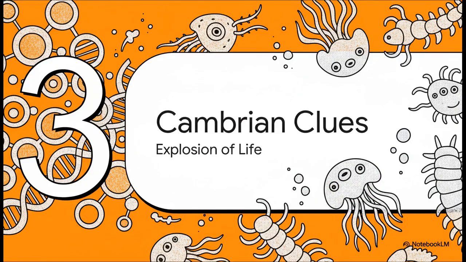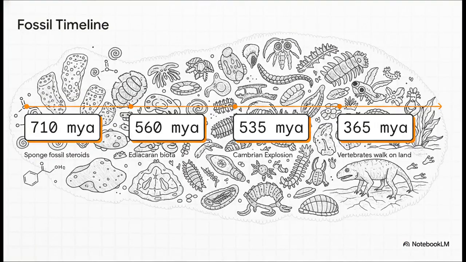Okay, let's move to Section 3, the Cambrian explosion clues. So we have the toolkit, and we have the cellular glue. Tracing this chronologically through the fossil and biochemical record, we see a really fascinating timeline of how these blueprints exploded. Around 710 million years ago, we find chemical evidence of steroids that are uniquely produced by sponges, pointing to early animal life. Fast forward a bit to 560 million years ago, and we've got the Ediacaran biota, these soft-bodied multicellular organisms. But then between 535 and 525 million years ago, something incredible happens: the Cambrian explosion.